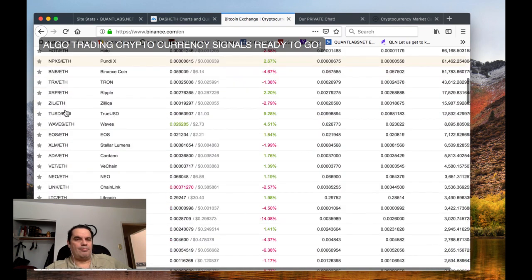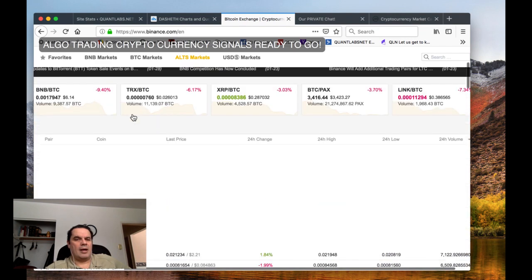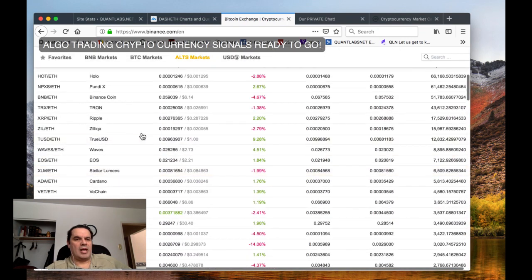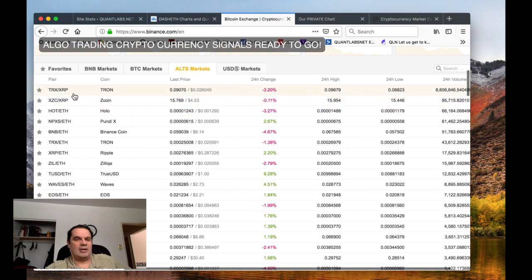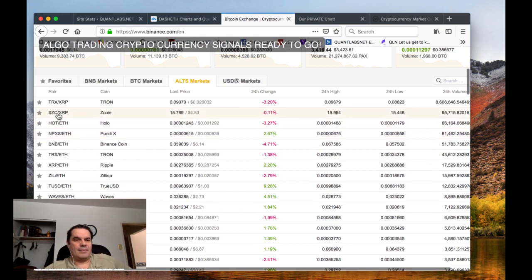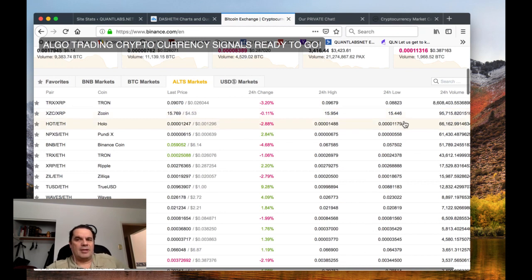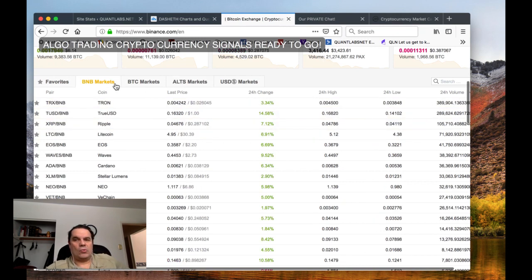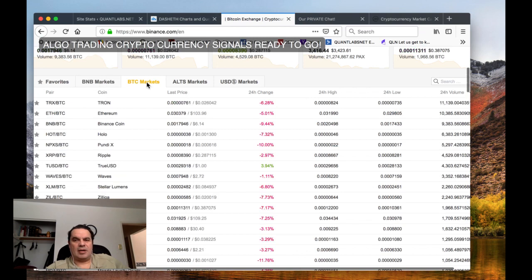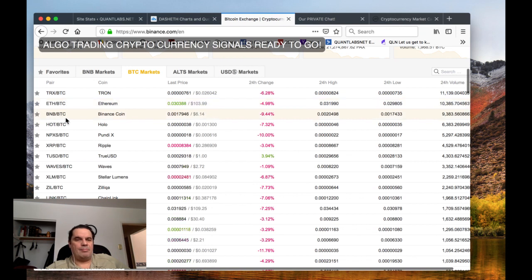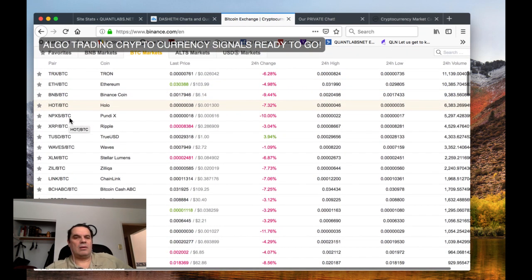As you can see here in the Coinbase. And when you look at what's driving the big volumes now, it's TRX by a long shot as well. Not only that, but again, Zcash, XZC, Zcoin are just doing, they're the highest ones in the alt markets. So when you compare that to the BTC markets, you got your Tron, you got your Ethereum, you got your BNB, Bitcoin, hot BTC as well.